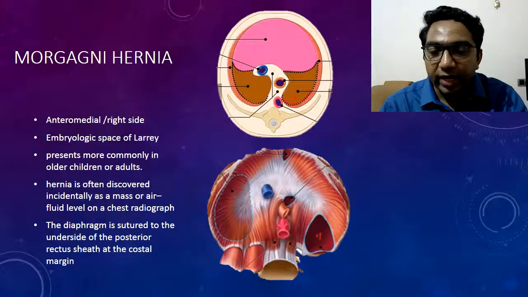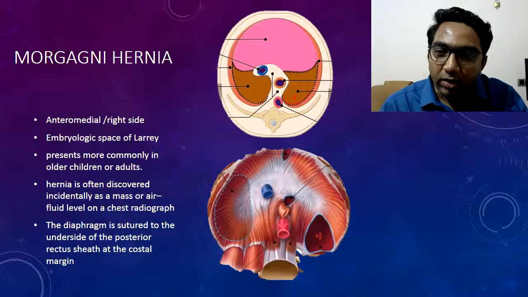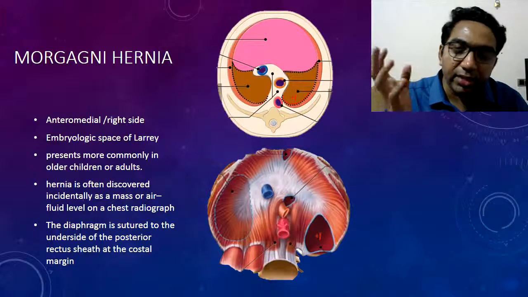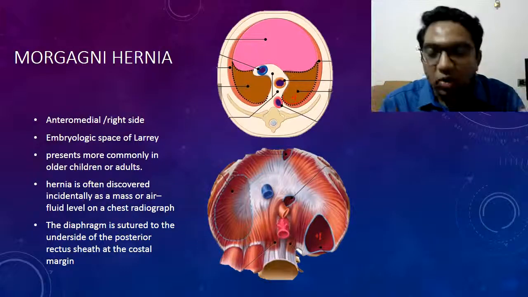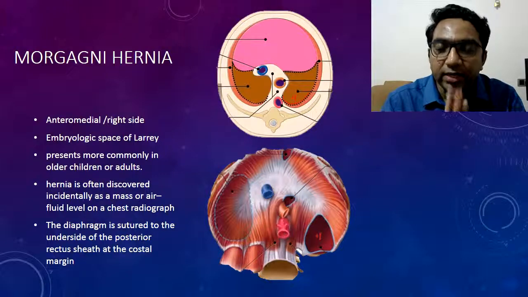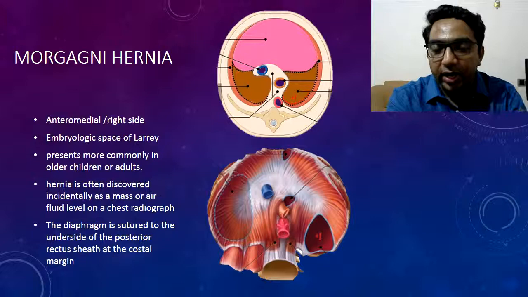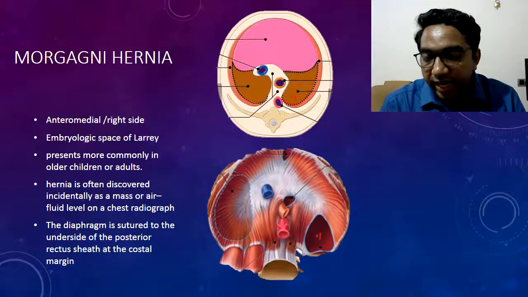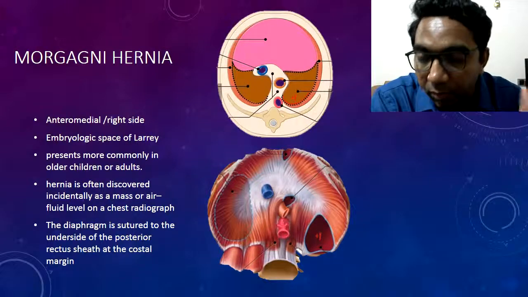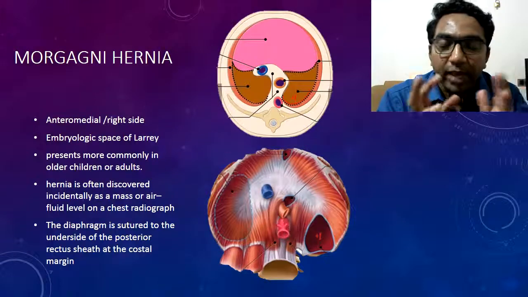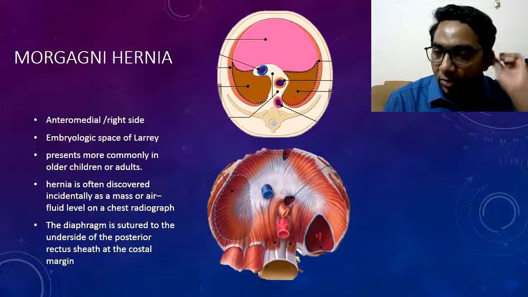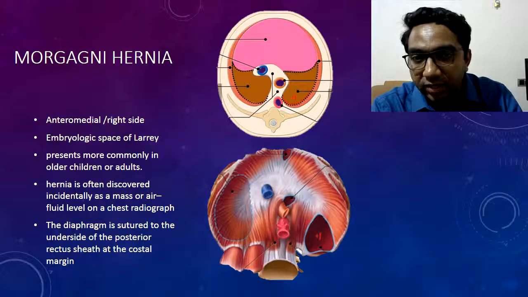Now, a word about Morgagni hernia. It is more common on the anteromedial and the right side, whereas congenital diaphragmatic hernia is generally more common on the left side and posterolateral side. Bochdalek hernia is a patent pleuroperitoneal canal. It is more common on the left side and towards the posterolateral aspect. I remember it like Bochdalek: it is in the back and the lateral. Whereas the Morgagni hernia is on the anteromedial side.